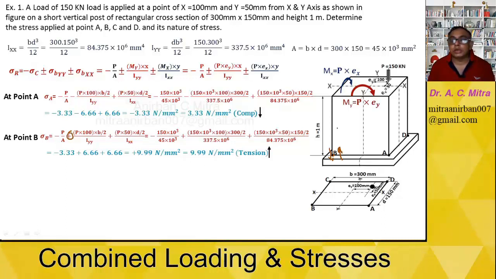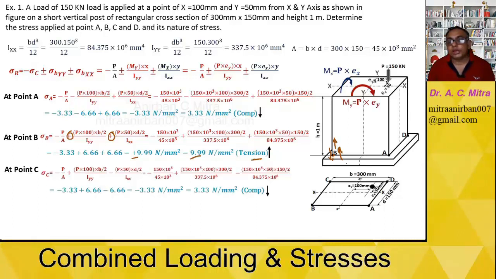Similarly, Mx is also lifting the point B. Okay, so that is also the tensile type of the nature. So the final answer is coming positive 9.99. So it will be 9.99 in tension type of the stress.